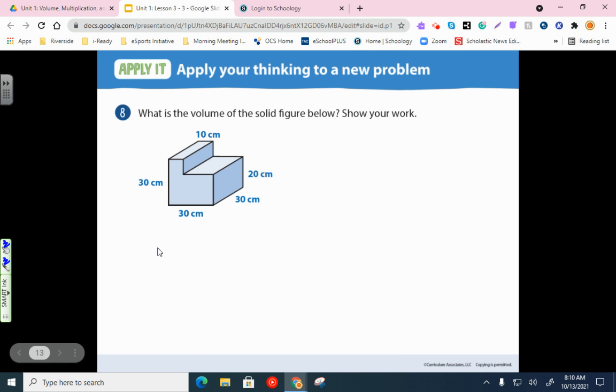Next question, number 8. What is the volume of the solid figure below? Show your work. I could do this one of two ways. I could do it into a top and a bottom, or as I'm going to do for this one, I'm going to turn it into a left and a right. So let's break up this workspace into a left and a right space.